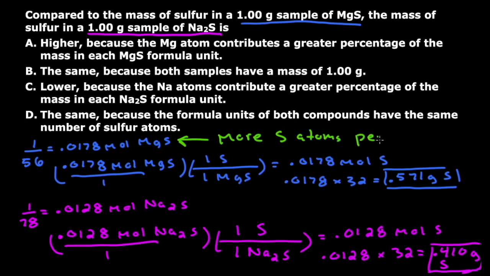So we'll put more S atoms per 1 gram. And now we'll go back up to the question and see that we want to compare the mass of sulfur in this 1 gram sample of MgS with the mass of sulfur in a 1 gram sample of Na2S. So if we're going to compare these two, we're going to say that the Na2S is going to have a lower amount of S atoms because the Na will contribute to a greater percentage, and so the answer choice would be C.